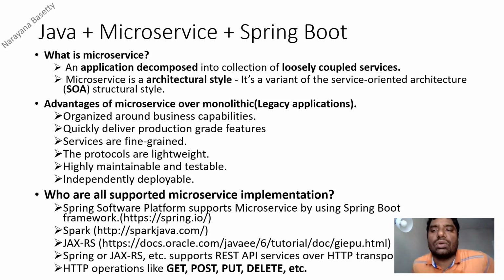Who are all supporting? So Spring, now it is part of VMware, because VMware purchased the Spring framework and Spring software, and Spark, and Oracle is also developing JAX-RS. So that also can be used to implement a microservice. So HTTP verbs, you all know that these are all REST based operations you can perform. Get, put, post, delete, and so forth. There are different types of HTTP based operations you can build an application with.